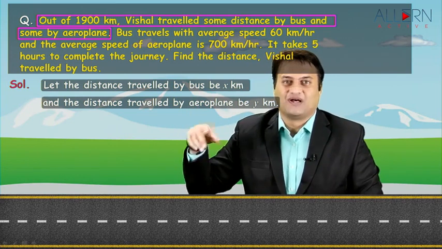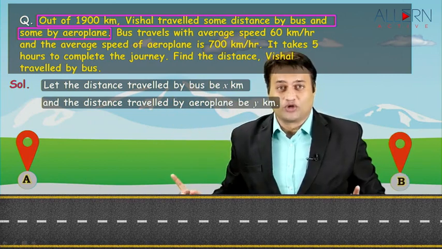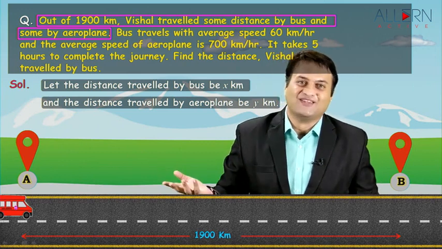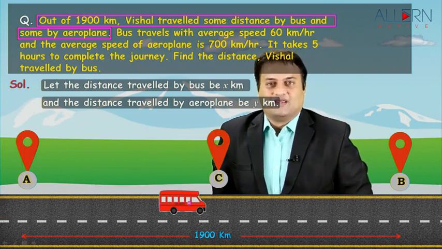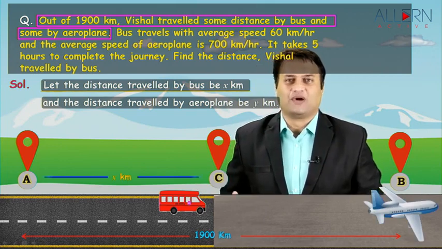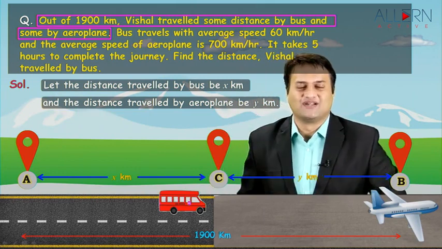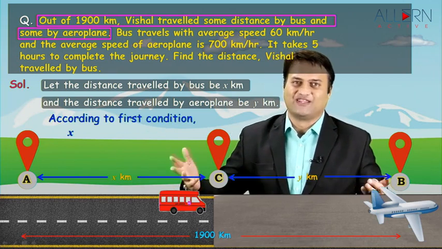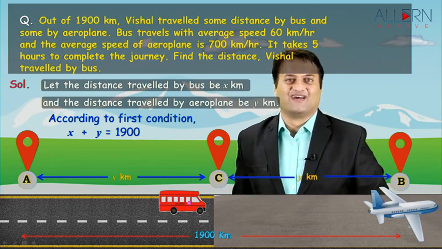So distance travelled by the bus is x kilometers, distance travelled by aeroplane is y kilometers, and it is given that the total distance is 1900 kilometers. Now because the total distance is 1900 kilometers, the first equation already we know: x plus y is equal to 1900, right? Let's see, some distance, say A to C, is travelled by the bus, and say C to B the distance travelled is by the aeroplane. So this is x kilometers, distance travelled by the bus. This is y kilometers, the distance travelled by the aeroplane, and the total distance is 1900 kilometers. So as I said, the first equation is x plus y is equal to the total distance, which is 1900, right?